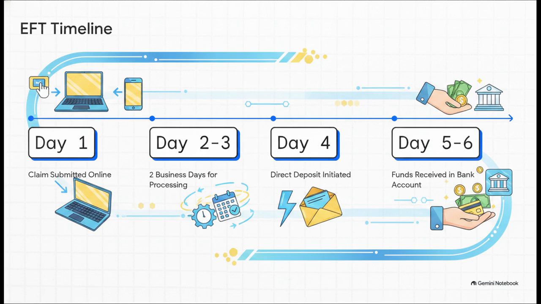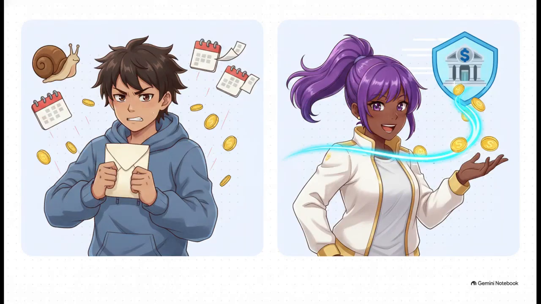If you submit online on day 1, HealthEquity generally takes about 2 business days to process the claim. By day 4, if it's approved, they initiate an electronic funds transfer, or EFT. And by day 5 or 6, meaning within just 24 to 48 hours of initiation, those funds are sitting right there in your bank account. It is incredibly efficient.